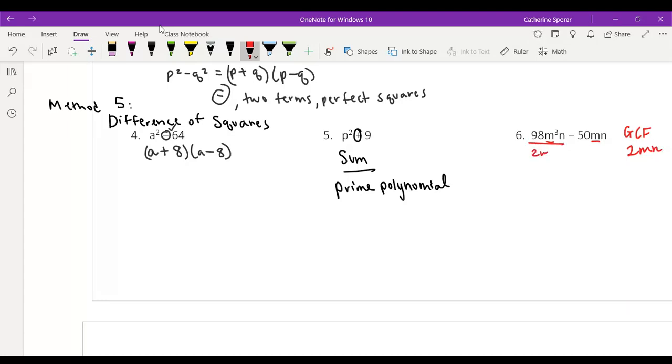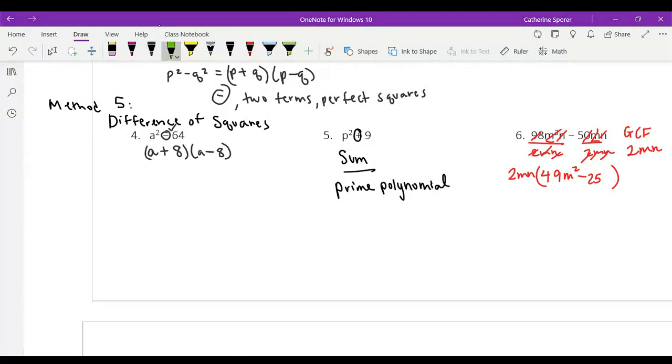So we would divide both terms by 2mn to get 2mn multiplied by 98 over 2 is 49. M to the third over m, one of the m's would cancel out to give us m squared. N over n would cancel. And then minus 50 over 2 is 25. And then m cancels and an n cancels.